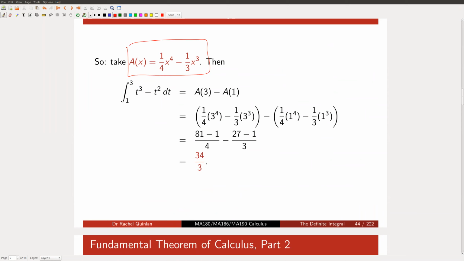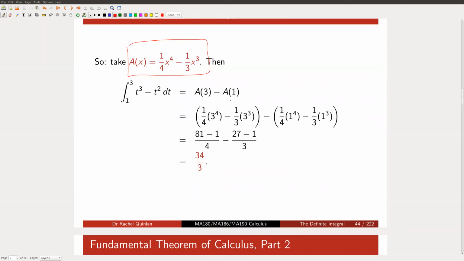1/4 x to the 4th minus 1/3 x cubed. Evaluate that at 3 and you get 81 over 4 minus 27 over 3. Evaluate it at 1 and you get 1/4 minus a third. And hopefully, if I've done the calculation right, when you subtract the value at 1 from the value at 3, you get 34 over 3 as the answer.